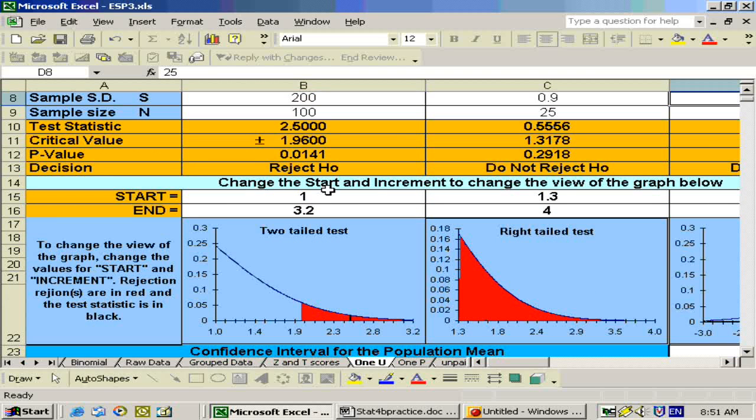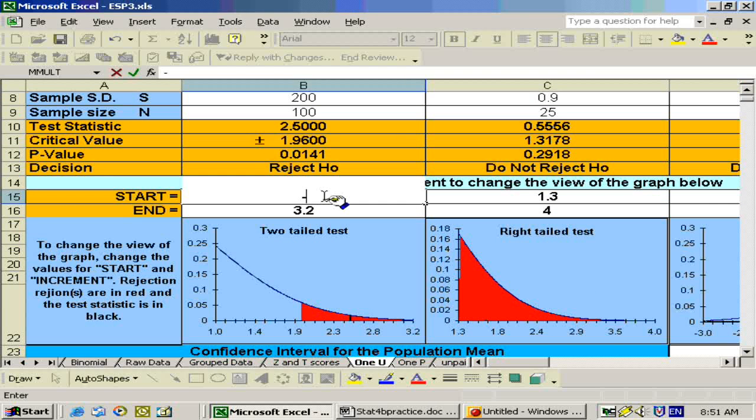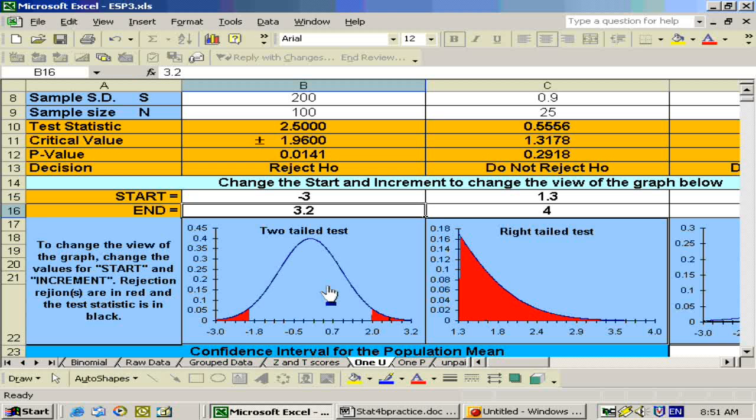And let's take a look at this. Let's say from negative 3 to 3 or so. You have two rejection regions, and if they are 1.96 and you got 1.4, it doesn't fall into the rejection region.